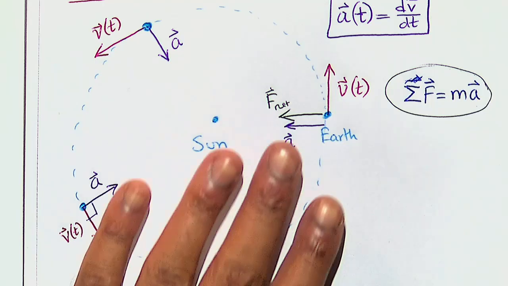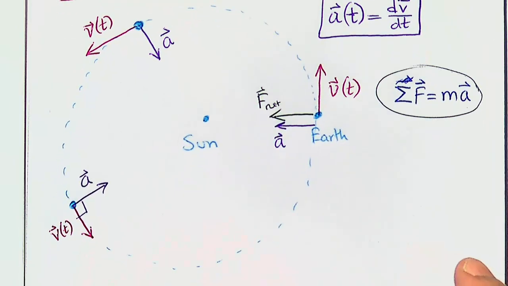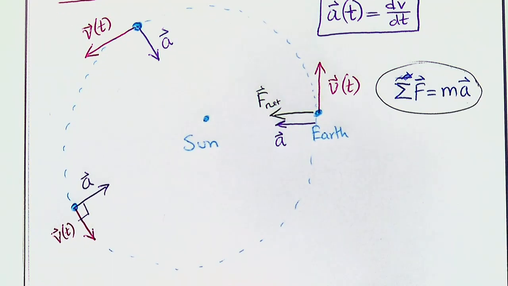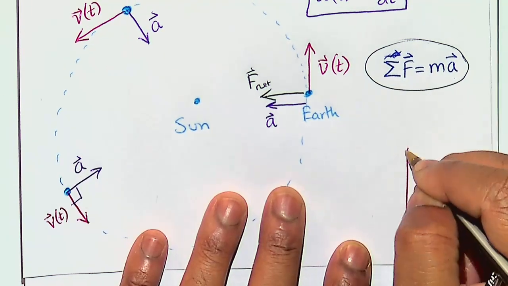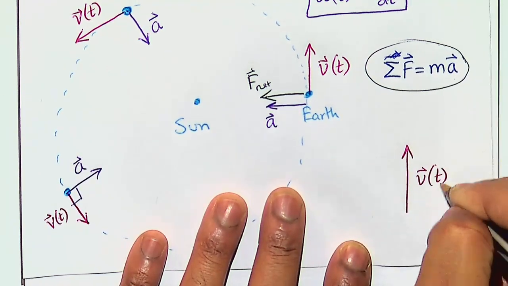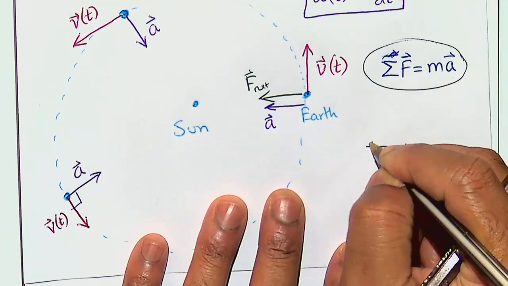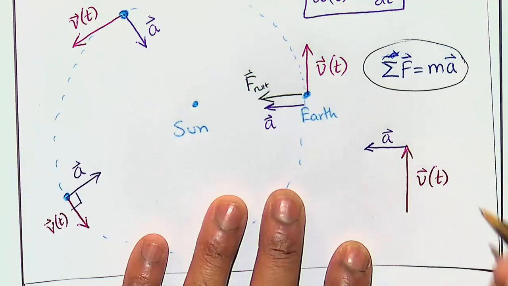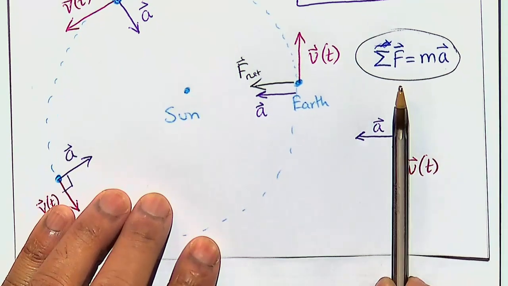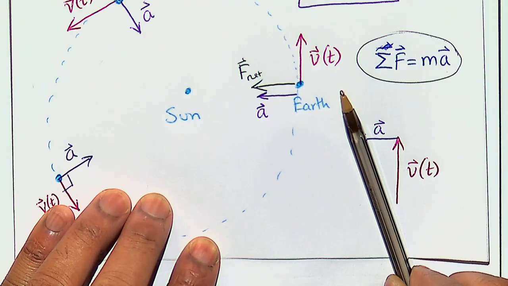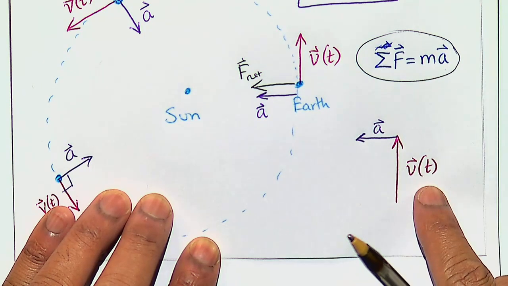That's still an acceleration, because what this acceleration is doing is making the velocity vector change in direction. So if you start with a velocity vector that points like this, and you have an acceleration that points in this direction, the effect of this is to rotate the velocity vector. It doesn't change the magnitude of the velocity vector.